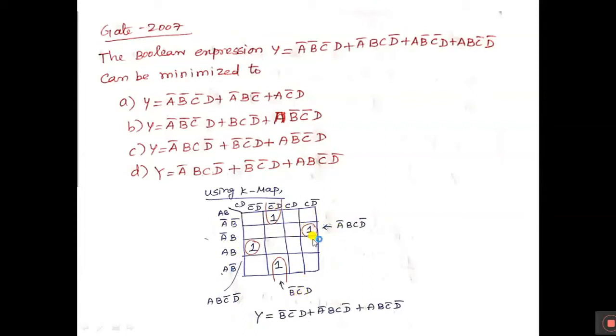For this we cannot minimize further. So A bar, B, C, D bar, and this also we cannot minimize further. So A, B, C bar, D bar. So the final answer is B bar, C bar, D plus A bar, B, C, D bar plus A, B, C bar, D bar. Why did I take these two methods compared to direct minimization? K-map is very simple and errors are reduced. You cannot get any error compared to direct minimization. We may miss some term, but here you can easily do it and the errors are very low. So I took two examples here.